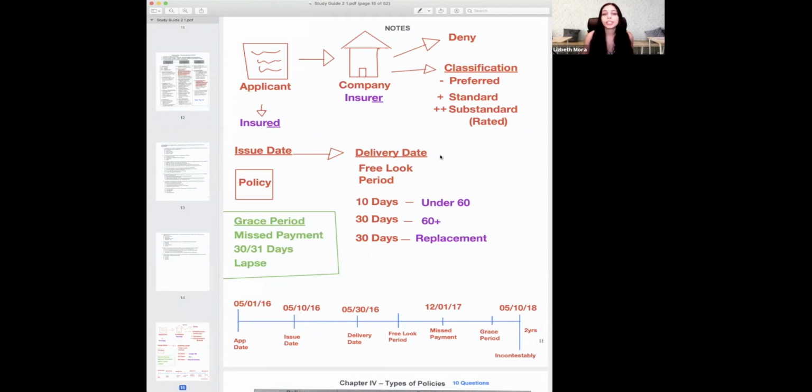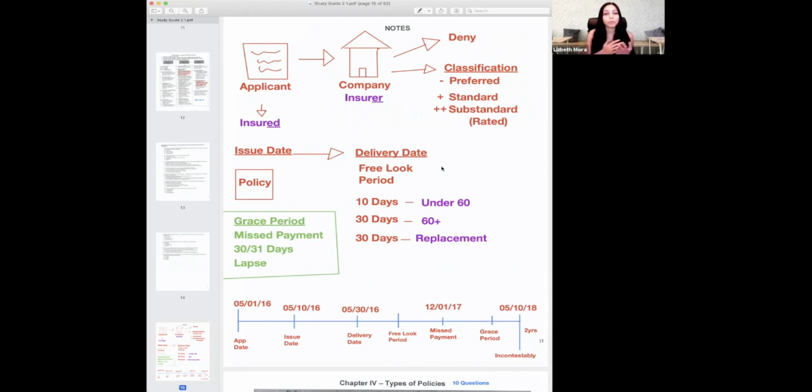Now, with the delivery date, you have something called the free look period. The free look period is the time to look through your policy and decide, is this really what I want, right? So if you look through the policy and you're like, no, actually, this isn't what I want, then you would get a full refund of any money you put in, and the policy doesn't happen.